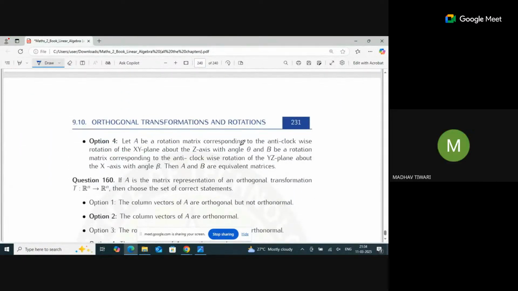Next is this one. A is a rotation matrix corresponding to anti-clockwise rotation of the xy plane about the z-axis with angle theta, and B is a rotation matrix corresponding to the anti-clockwise rotation of the xy plane about the x-axis. This is about z and this is about x. Then are A and B equivalent or not?